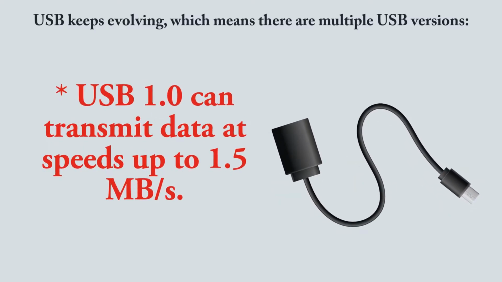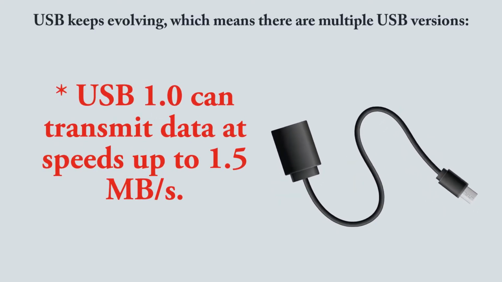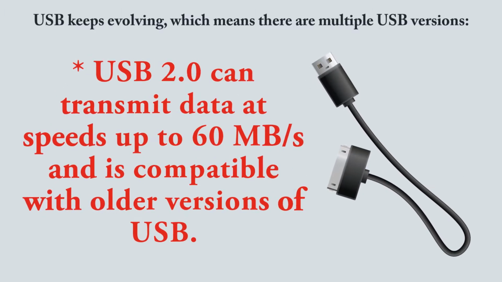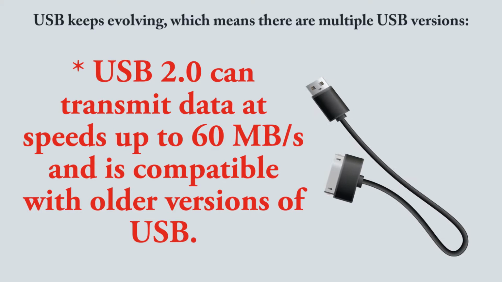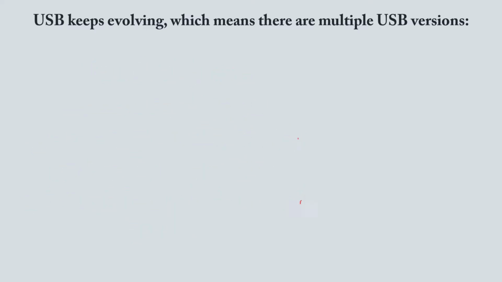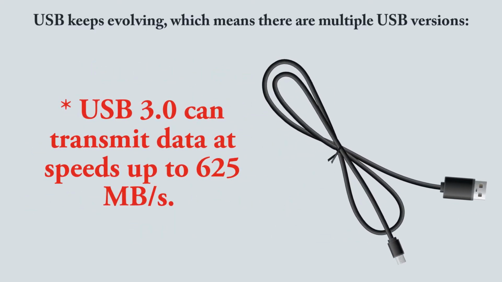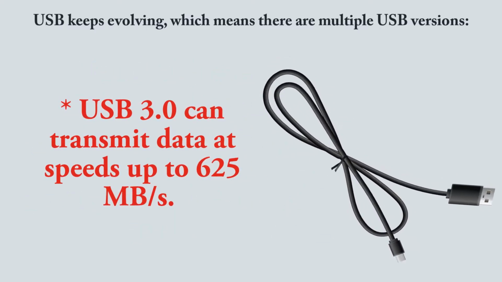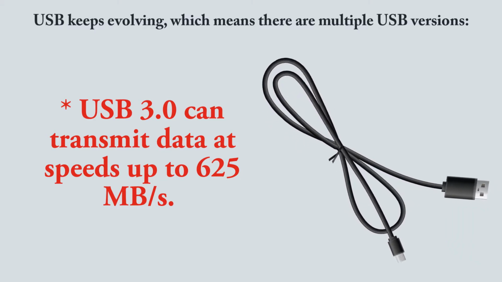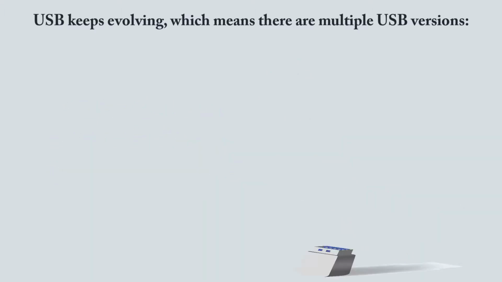USB 1.0 can transmit data at speeds up to 1.5 megabytes per second. USB 2.0 can transmit data at speeds up to 60 megabytes per second and is compatible with older versions of USB. USB 3.0 can transmit data at speeds up to 625 megabytes per second. It is compatible with previous versions of USB.